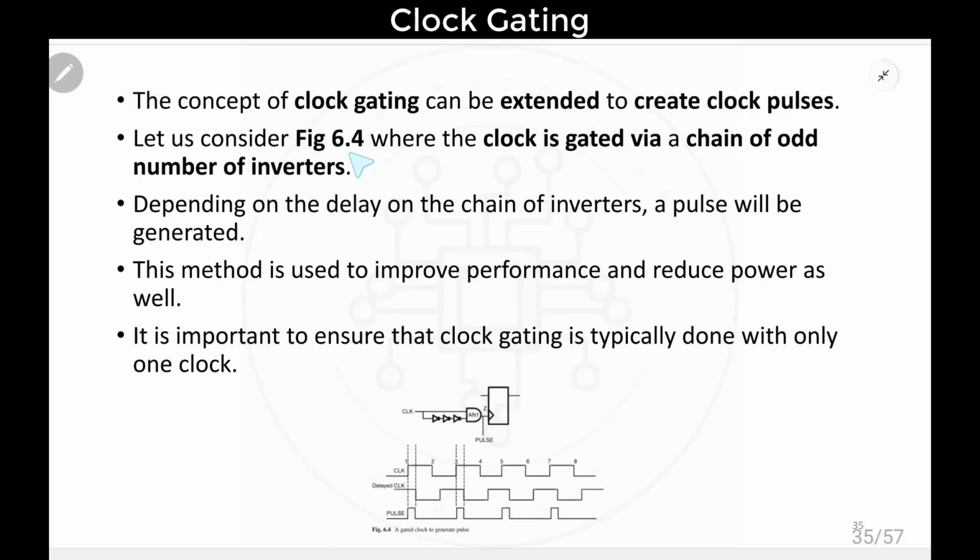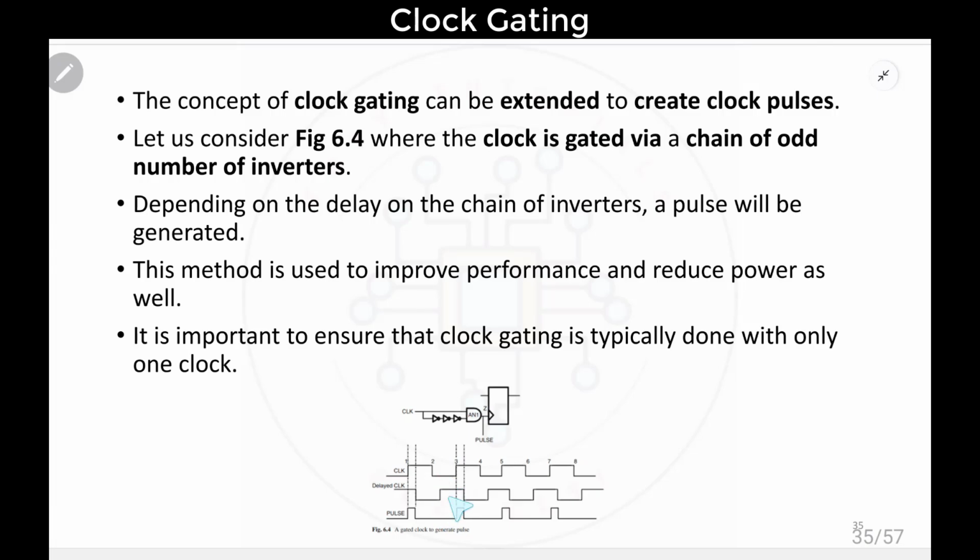Let us see figure 6.4, where the clock is gated via a chain of an odd number of inverters. This is the same diagram. For the sake of delay you can use either inverters or buffers. Here we are using 3 inverters connected back to back. Depending on the delay of the chain of inverters, a pulse will be generated. This method is used to improve performance and reduce power as well. It is important to ensure that clock gating is typically done with only one clock.